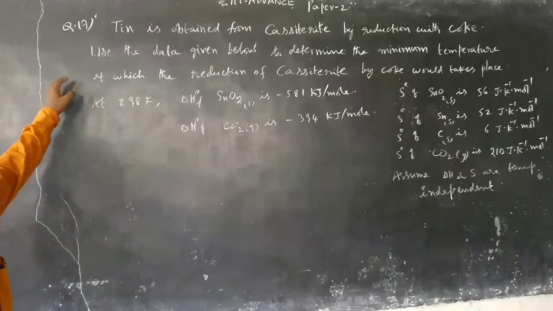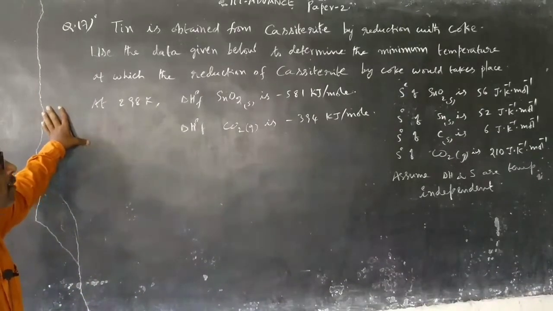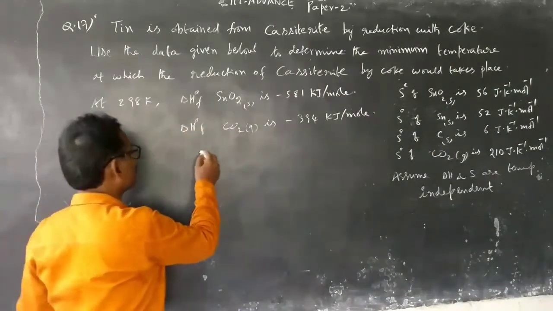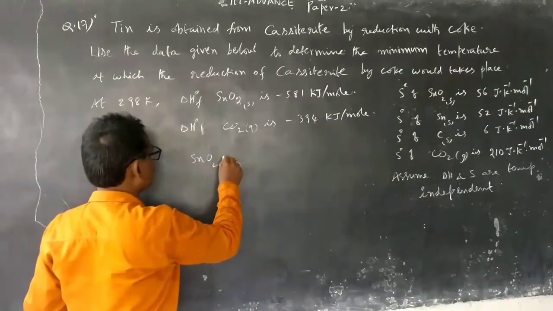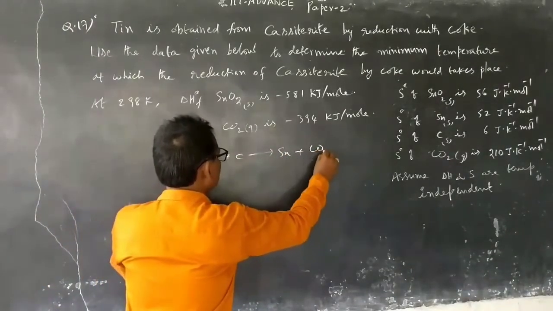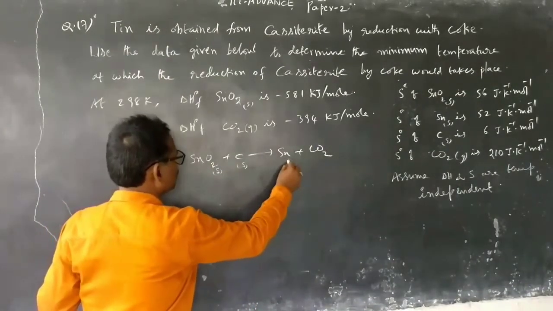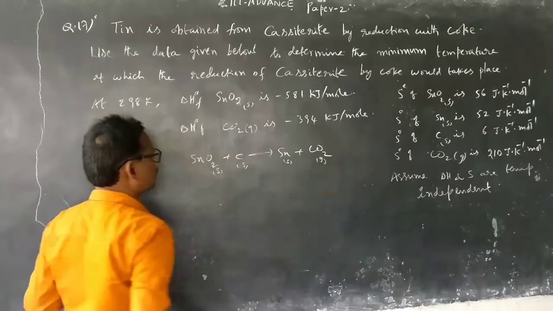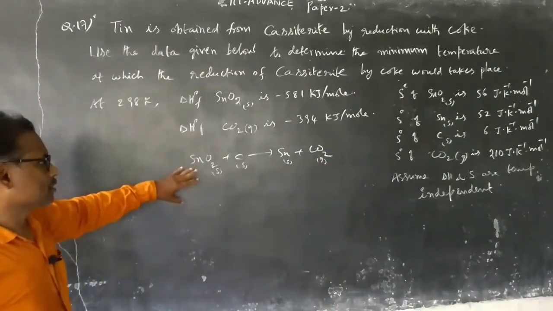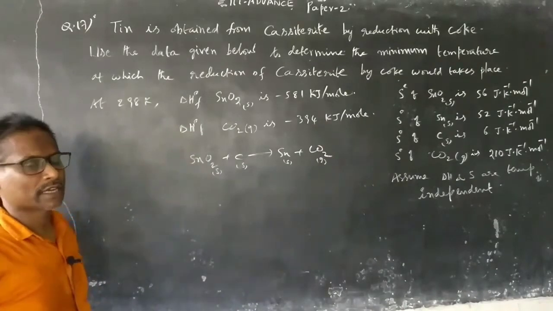Okay, now let us see question number 17, which is based on the spontaneity of the process as given. It is discussing the reduction of cassiterite using coke. So what is the reaction of this one? This is cassiterite, SnO2. Once it is reduced with coke, we get Sn plus CO. Okay, this is the reaction. Solid, solid and gas. We are interested to think about this process. So what minimum temperature is required in order to perform this reaction?